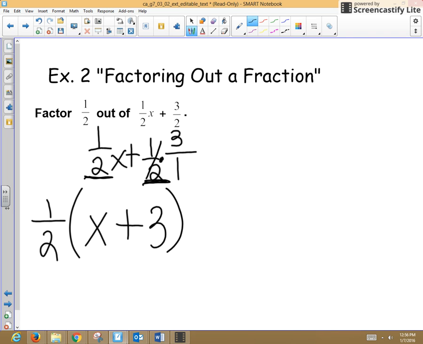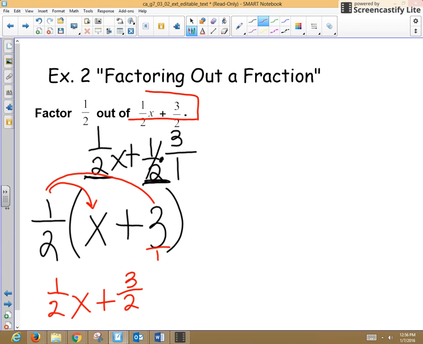So if I take out a 1/2, divide it out, then I'm left with 1/2 times the quantity of x plus 3. Let's check our work to see if this is correct. 1/2 times x is 1/2 x. And 1/2 times 3, or 3 over 1, is 3 over 2. And that's exactly what we started with up here.